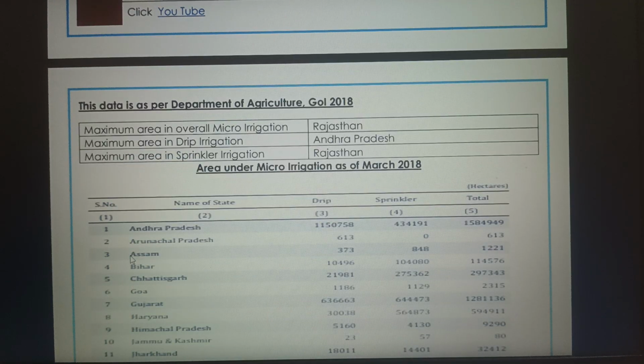Now the data is as per the Department of Agriculture. There is a confusion that arises. See, two types of data are available: data available before PMKSY till now, and data as per PMKSY. Right? PMKSY, Pradhan Mantri Krishi Sinchai Yojana, was launched in which year? In which year did it come? 2015, I think 2015 is right.